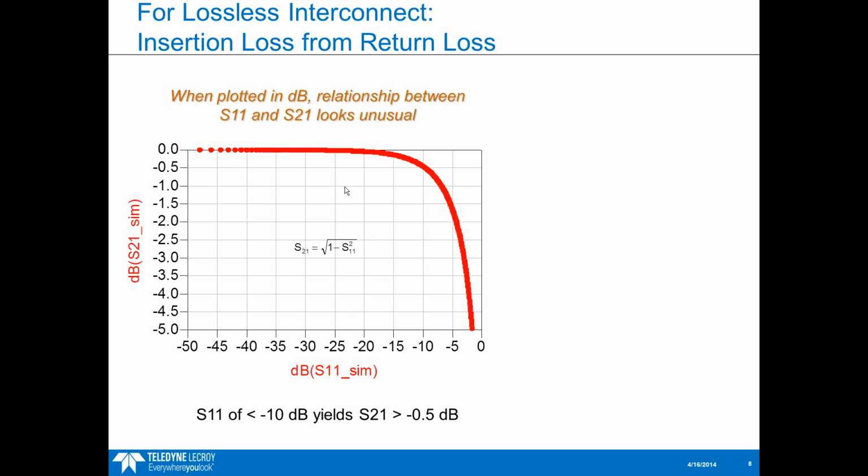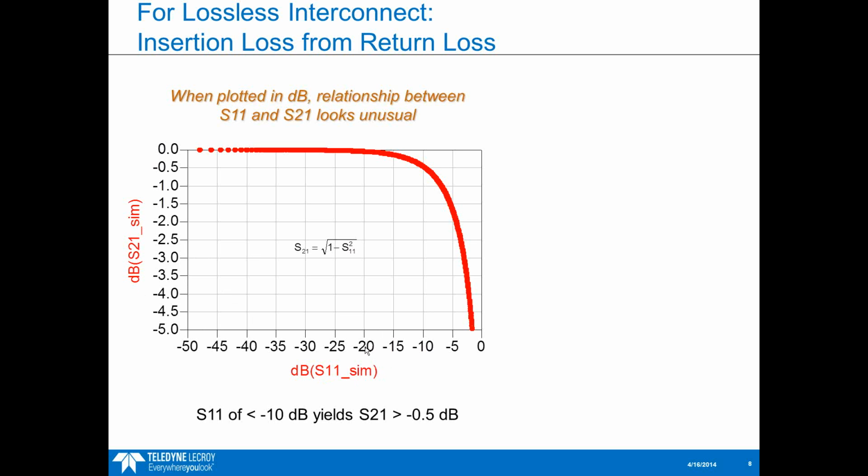you see a result which I found pretty astounding the first time I saw this. This plot is showing insertion loss on the vertical axis and return loss on the horizontal. Basically 0 dB return loss over here on the right side is all of the energy, 100% of the energy reflected back. And over on the left side is almost none of the energy reflected back. And then on the vertical axis, we can read off the impact on the insertion loss.